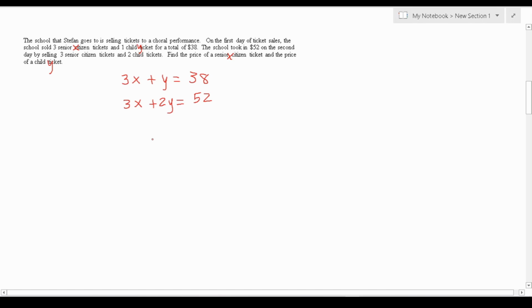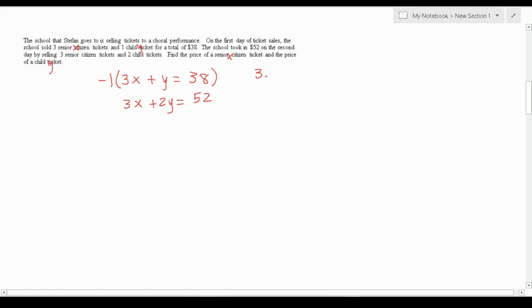Right now, we have to decide whether we're going to use the substitution method or the elimination method to solve it. And as far as I can tell, it looks like it's going to be easiest to use the elimination method. More specifically, I can tell that if I multiply this top equation by -1 and add it to this bottom equation, that's going to eliminate the x variable, which is going to allow me to solve for the y variable very easily. So let's go ahead and do that.